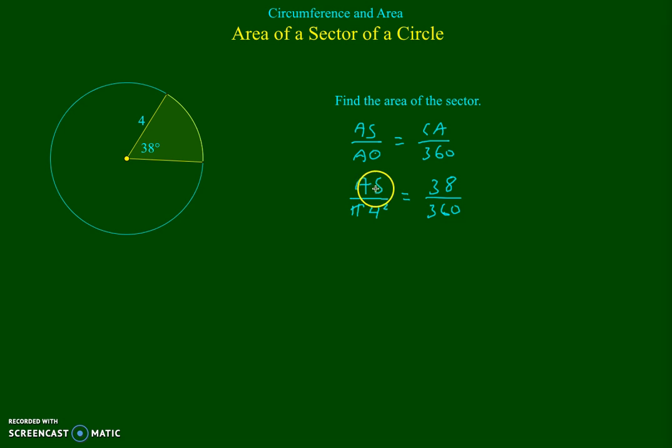Well, I just need to solve for area of the sector, so I'm going to multiply by pi 4 squared. So we're going to multiply the numerator by pi 4 squared, and these cancel each other out, and we multiply this side by pi 4 squared. So area of the sector is approximately equal to, put this in our calculator, and we get 5.3.